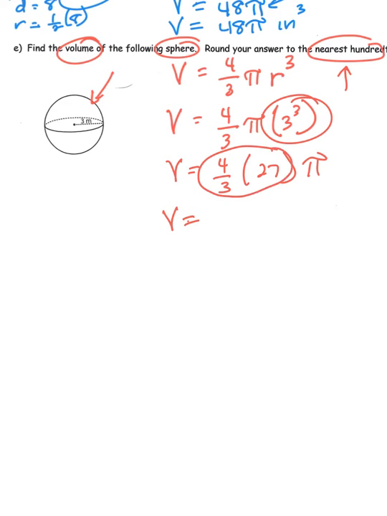Using the ABC key, 3 times 27 would give us 36 pi. And now I want to take 36 times the pi key. And again, I want to use approximation. When I take 36 times the pi key, it's 113.0973355.